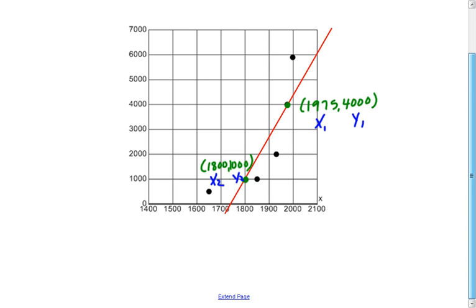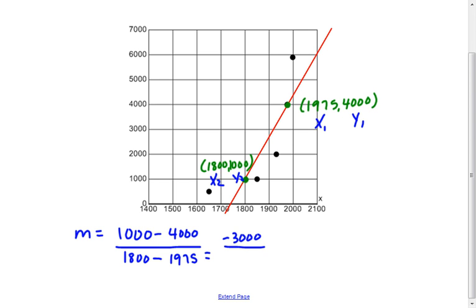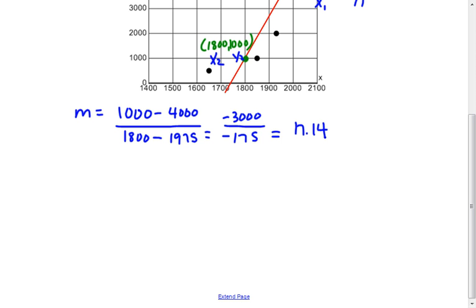Now we are going to first of all find our slope. So our slope, we know, is y2 minus y1 over x2 minus x1. So we know that that comes out to be negative 3,000 over negative 175. And it's okay if you just give it to me as a decimal, that's fine. You should get 17.14 right there. Then you will use that in the formula y minus y1 equals m times x minus x1.